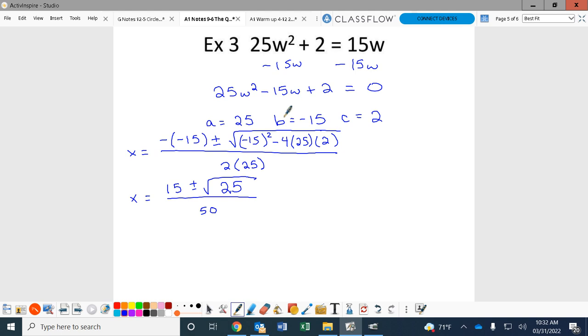So from here, guys, what's the square root of 25? 5. Cross it out, put a 5 on the outside. We're going to take it and we're going to redo this to say 15 plus 5 all over 50. The other one is going to be x equals 15 minus 5 all over 50.